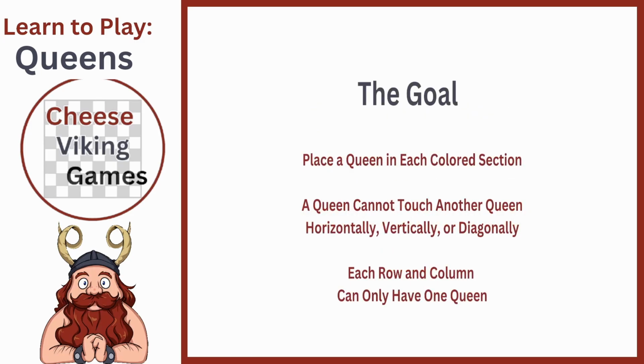So the goal of Queens is you need to place a queen in each of those colored sections. But a queen cannot touch another queen in any way. It can't be next to it horizontally, vertically, or even diagonally. And, just like in most grid games, each row and each column can only have one queen in it. So, another set of simple rules that leads to a complex game. Let's dive in and play some Queens.